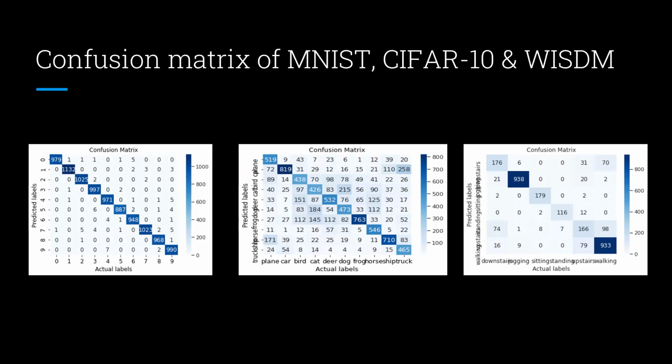And this is the confusion matrix. The confusion matrix will show you how dominant the particular classes are. And you can see that the diagonal elements symbolize the dominance of each and every class.